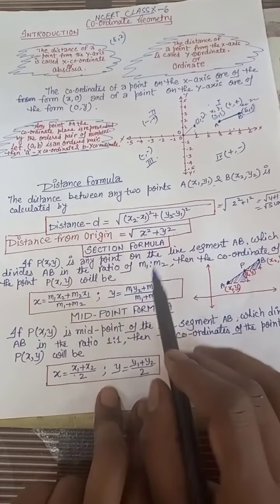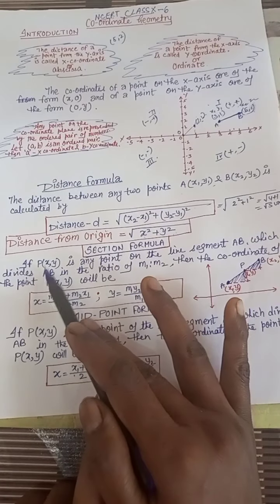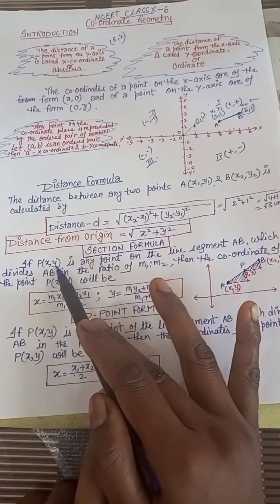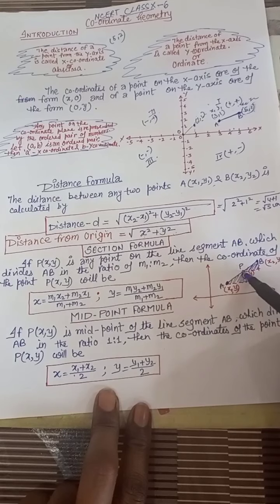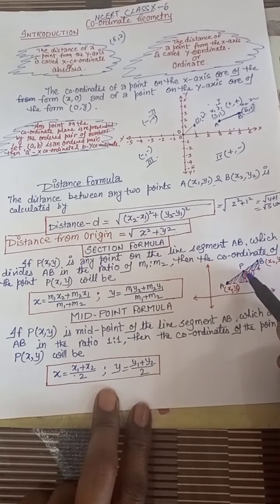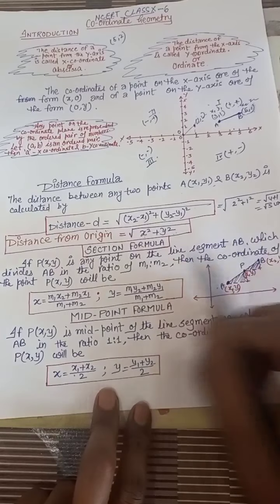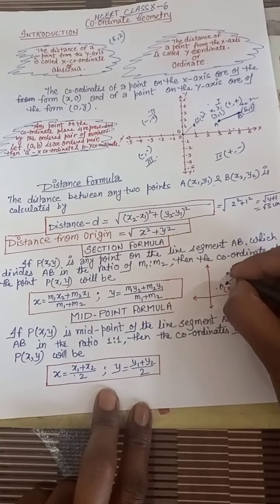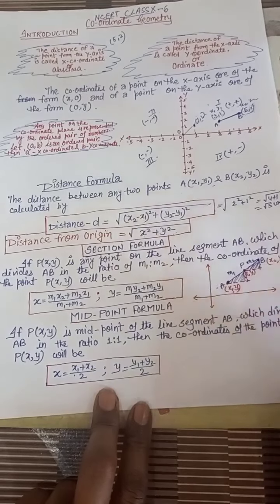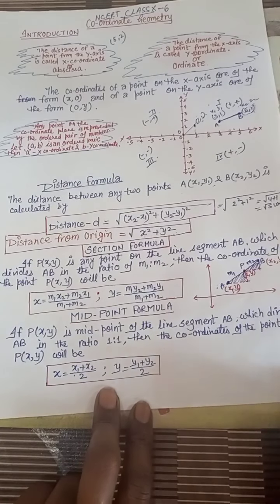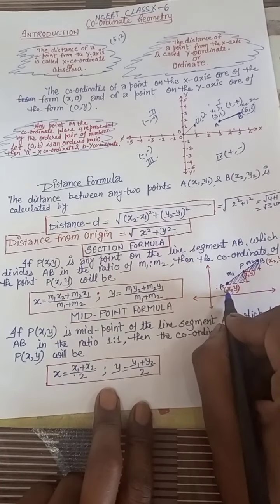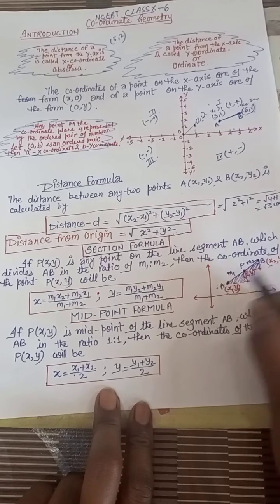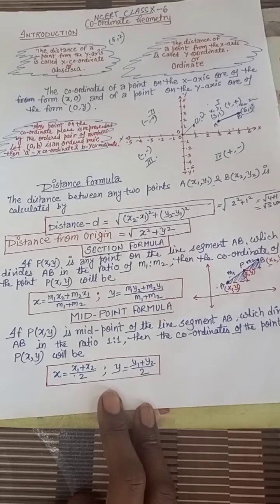Next is the section formula. If P is a point (x, y) on the line segment AB, which divides AB in the ratio m1 is to m2, then you need to find the coordinates of the point P. If A is given as x1, y1, B as x2, y2, and m1 and m2 are given, you will find the point P.